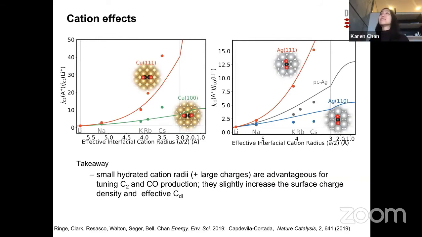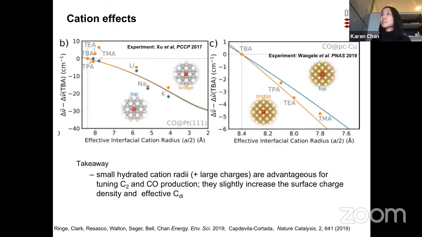And what we see here in comparison to relative activities in experiments is, again, they do surprisingly well. And it compares well also to experimentally determined Stark shifts. But the main idea is small cations are good. And this is one way of tuning one of the charging properties of your interface towards higher activity.